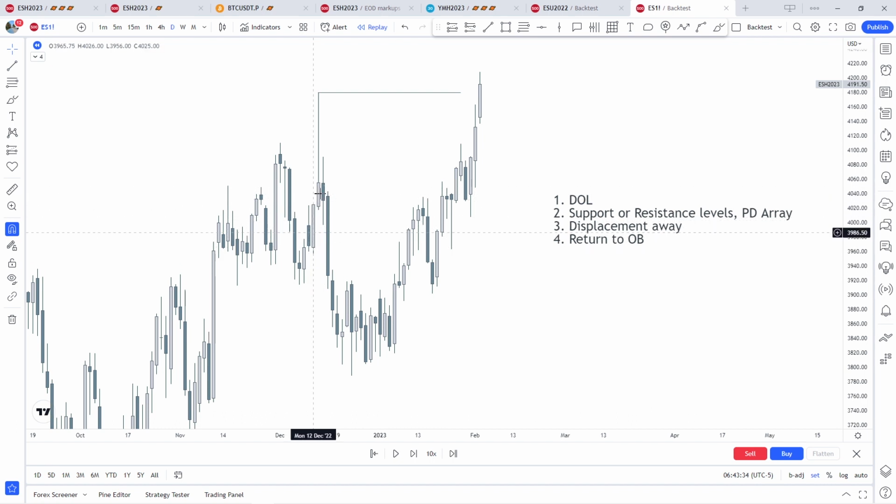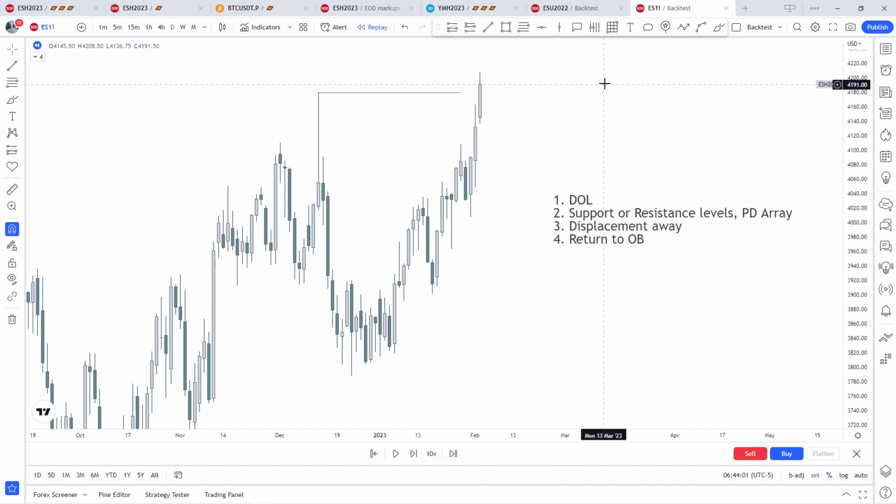But let's say this is our draw on liquidity, then what's this? This is not an order block. This is exactly the reason why you see ICT mention a lot of the time that not every down close or up close candle is an order block. It's because it doesn't fit his narrative. It doesn't fit his draw on liquidity. So the first thing you need to have is a draw on liquidity.